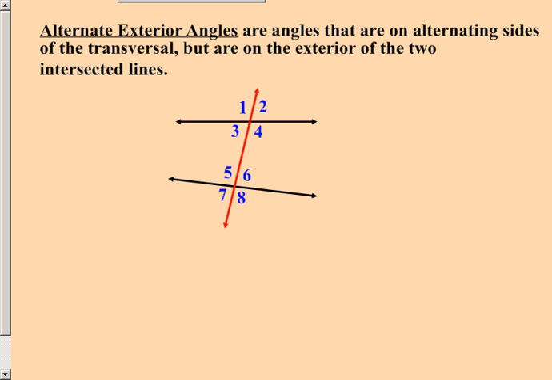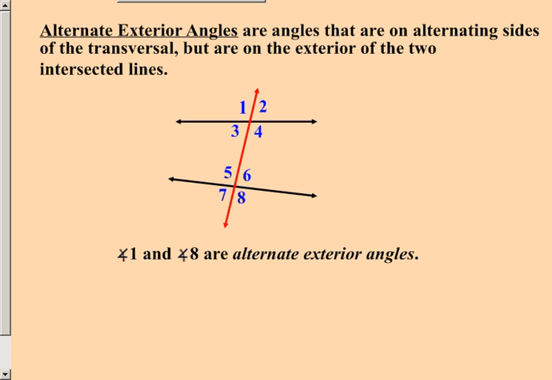So using the same diagram one last time, we are looking for an angle pair that are on opposite sides of the red transversal, but this time not caught in between the two black lines. So angle 1 and angle 8 would be an example of alternate exterior angles. They are on opposite sides of the red transversal, and they are definitely not on the interior space between the two black intersected lines.